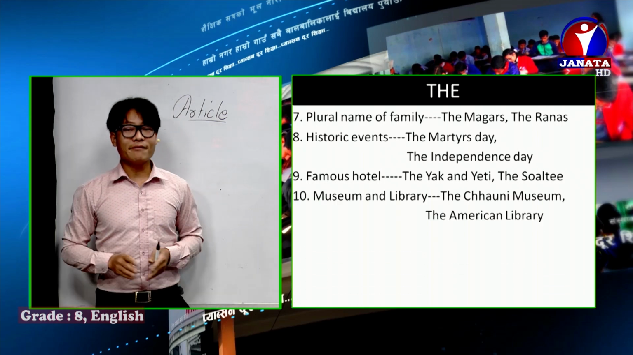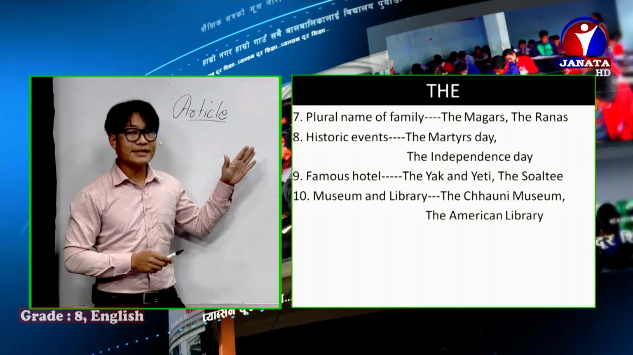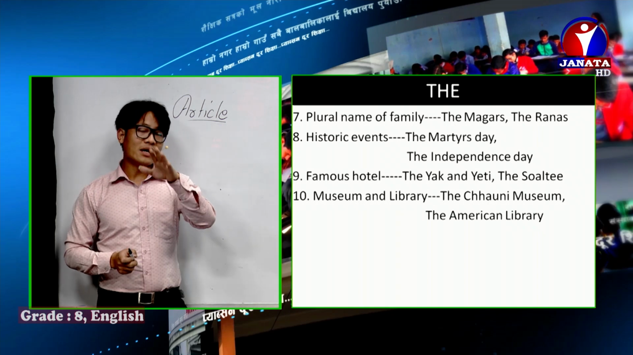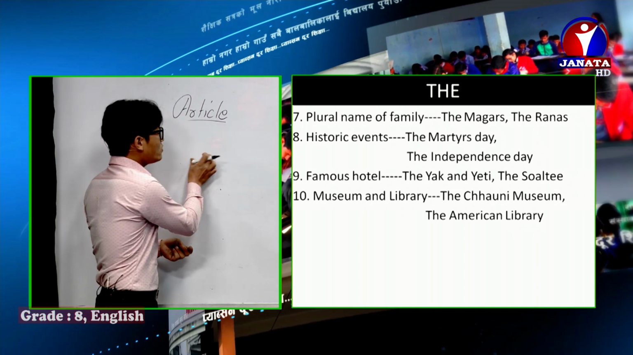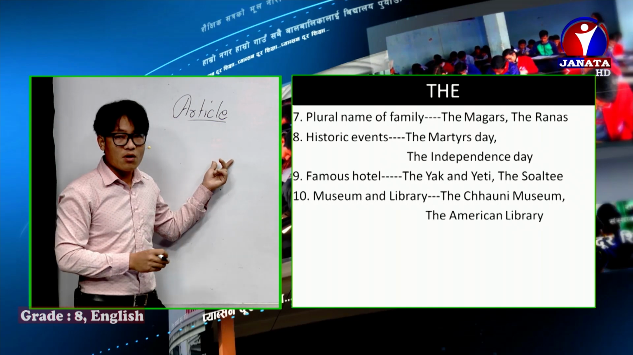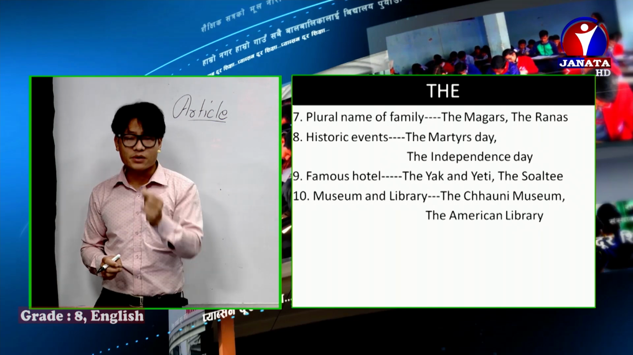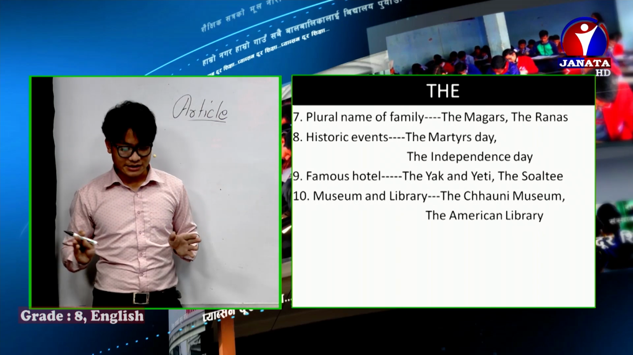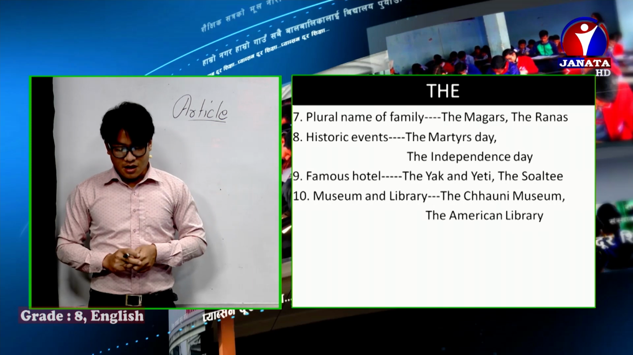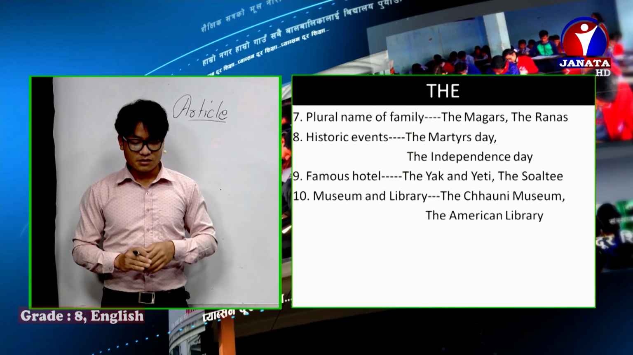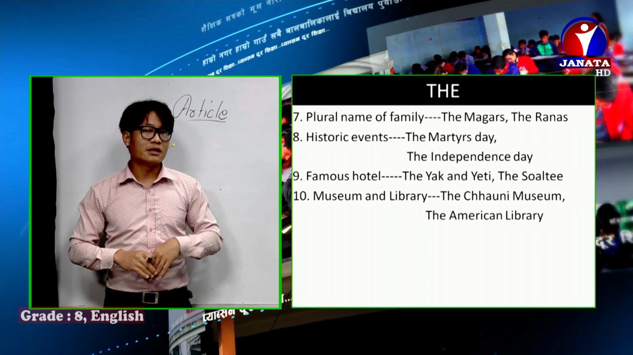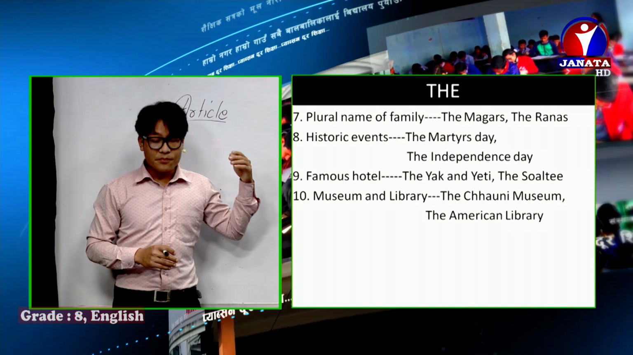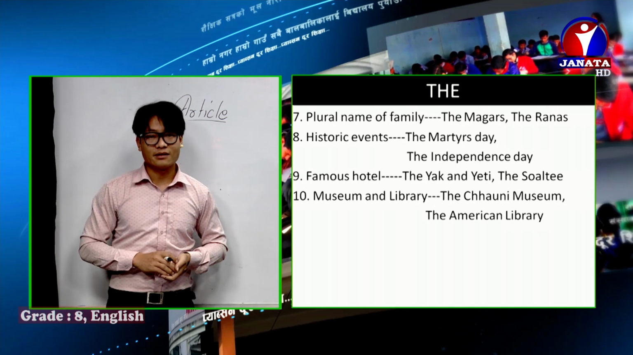Next is the museum and library. When there is the name of a museum, then we should use the article. Once again, I want to tell you, if there is only the museum word, then it takes a museum. There is a museum. But if there is a name of a museum, then it takes the article. So you can see this side, the Tommy Museum, the American Library, the Indian Library. When there is a name of a library or museum, then we should use the article.